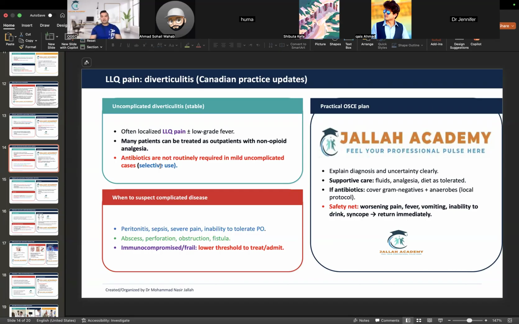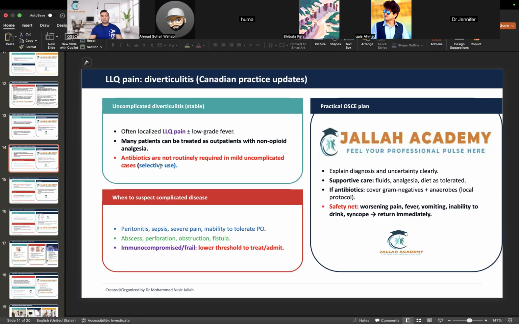So what do you do for him? I start with the supportive care. So what do you do for supportive care? If the examiner is not asking, then you continue explaining. Do not say supportive care and then stop. If you say supportive care and he says, okay, go ahead, it means you have to elaborate. By supportive care, I mean I start the fluid, analgesia, diet as tolerated, and if antibiotics, cover gram-negative and anaerobes, per local protocol. Okay, what kind of antibiotic?